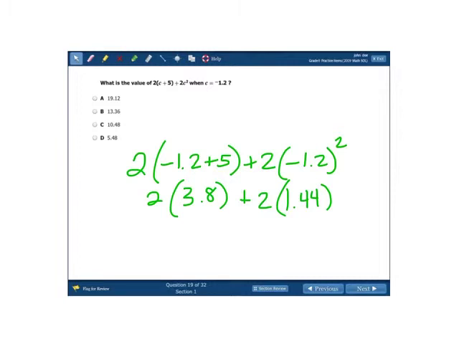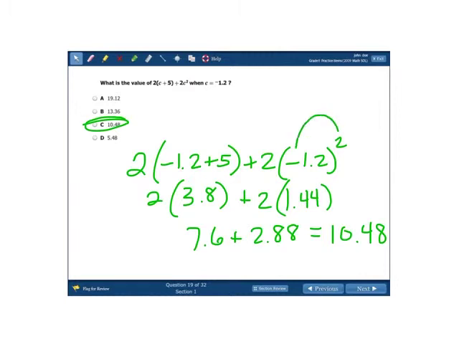Now I need to do the multiplication. 2 times 3.8 is 7.6, and 2 times 1.44, or 1 and 44 hundredths, is 2.88, or 2 and 88 hundredths. And when you add those together, you're going to get 10 and 48 hundredths, or 10.48, which is C. So plug and chug. Got to know your order of operations, and you have to know that when you square a negative, you get a positive. That's what's going to make a big difference here.